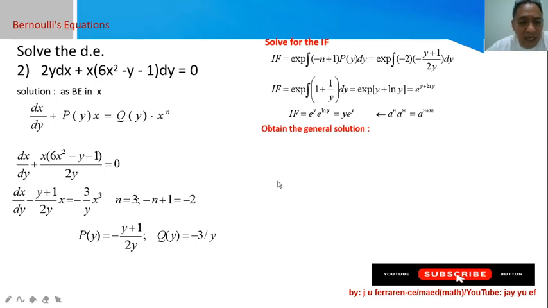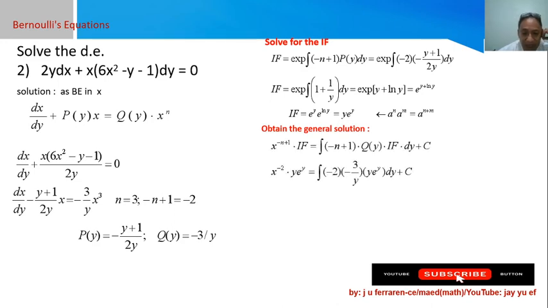So you can start with x with the power of minus n plus 1 multiplied with the IF, which is having a value of this, and we have the integral of the minus n plus 1 times the Q of y multiplied with the IF. So integrate that with the variable of integration y, then you can have the general solution. Okay? So this is the formula I was able to mention, which I gave earlier.